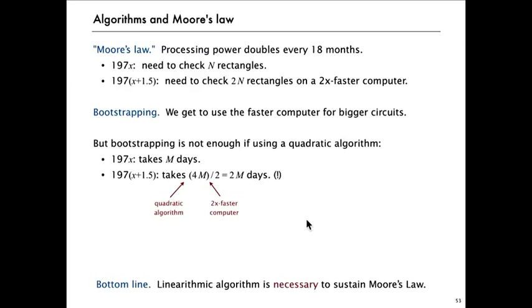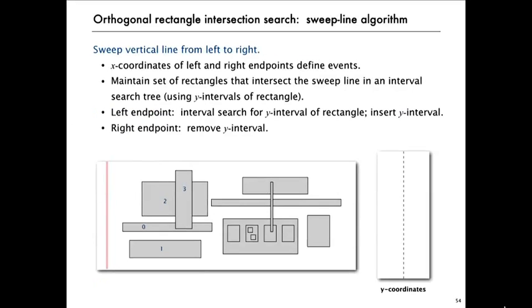And it was Ed McCreight at Xerox PARC who discovered interval search trees and the logarithmic algorithm that allowed us to sustain Moore's law and keep building bigger and bigger computers, by changing this quadratic algorithm to a linearithmic algorithm. And let's see how it works. Really, it's a modification of the sweep-line algorithm that we looked at for intersecting lines, but now we're going to use that for intersecting rectangles.